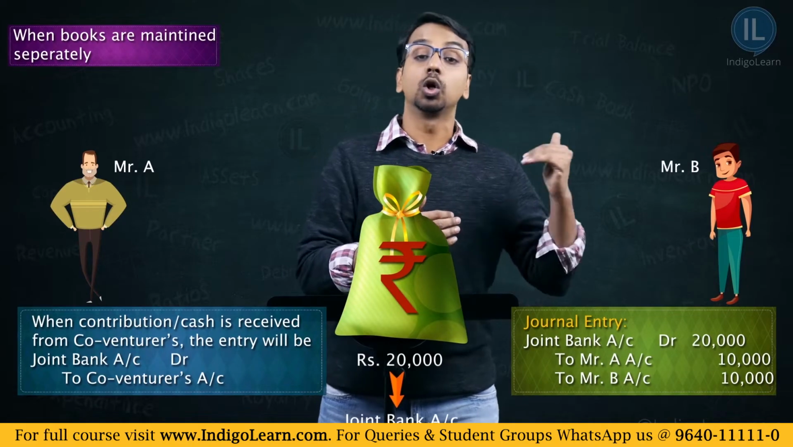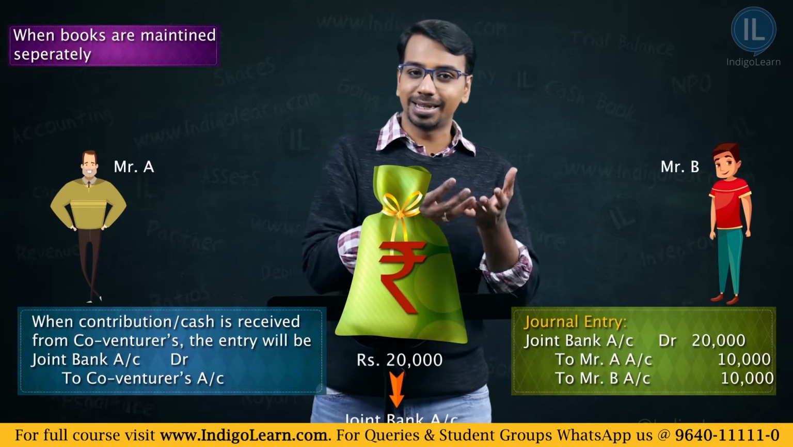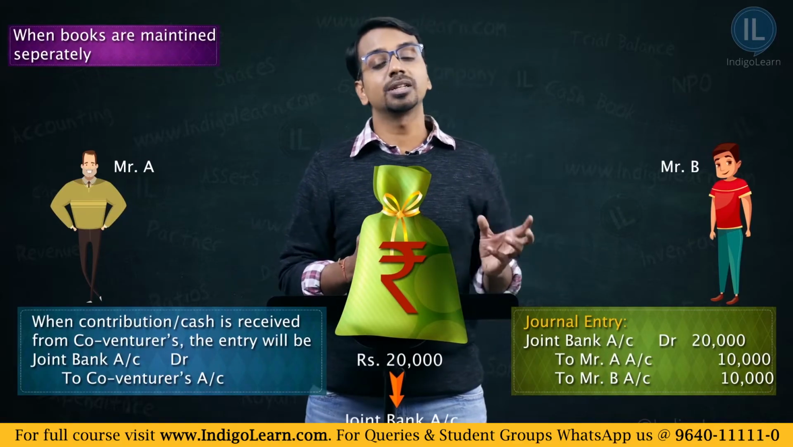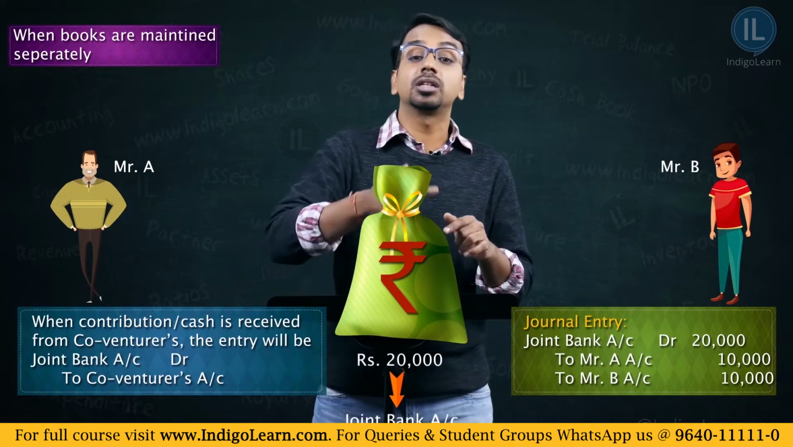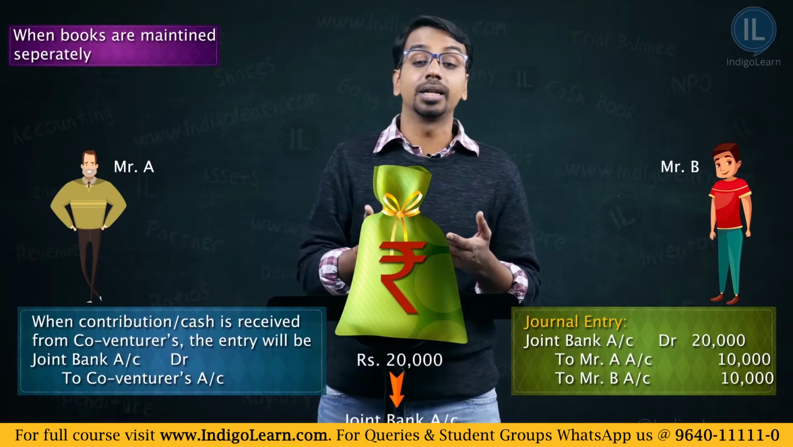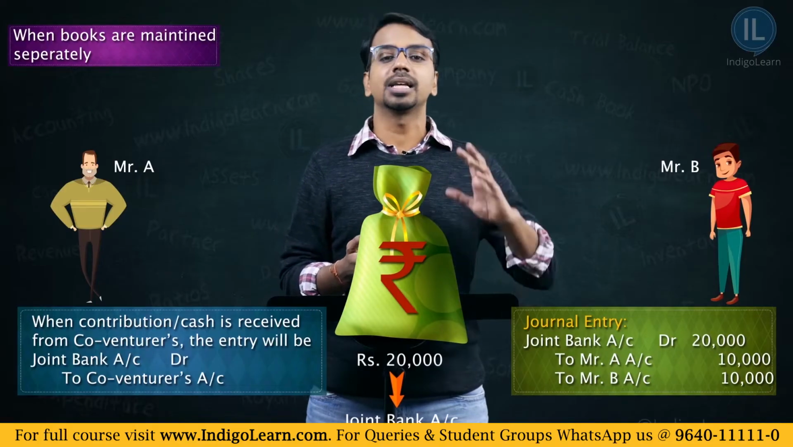So, you have credited the co-venturers, and correspondingly your bank balance has increased, your asset has increased, and you have debited the asset. Other way of looking at it is the co-venturers have contributed money which the joint venture will repay back at a later date. So, a liability is being created, a liability is increasing, and hence you are crediting the co-venturers account.